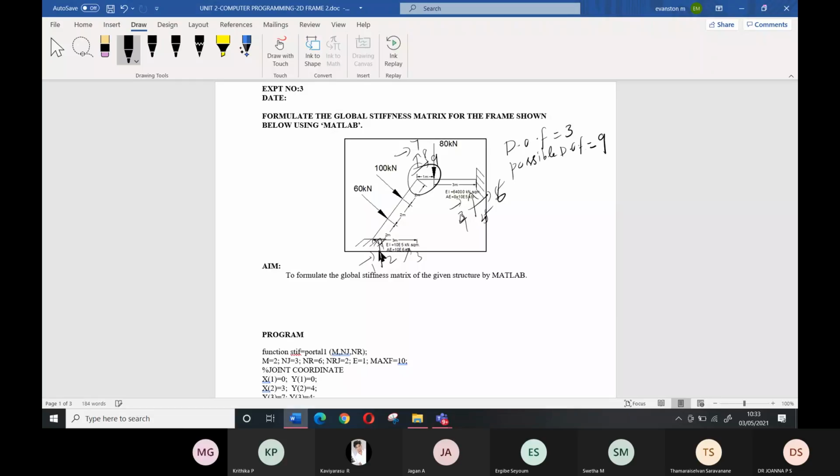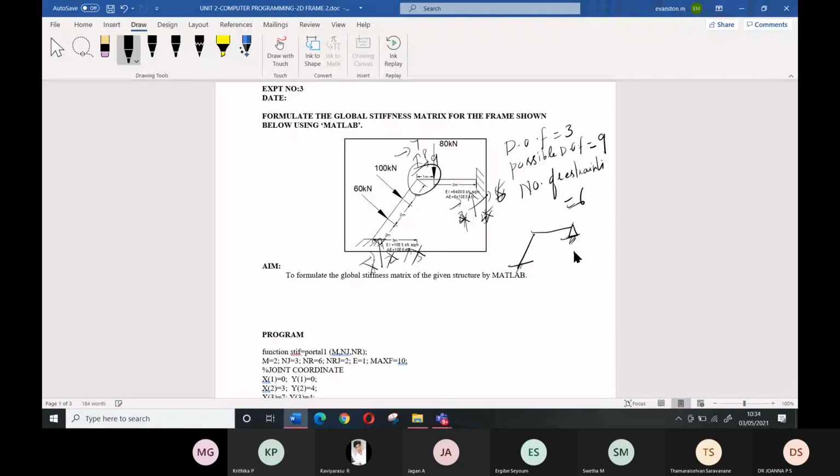How many restraints are there? This is restraint, this is restraint, this is restraint. So number of restraints is 6. Suppose if this end, instead of this fixed end on one side, it is simply supported on the other side, then here you will have a moment.